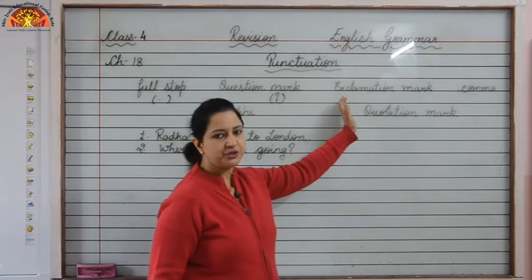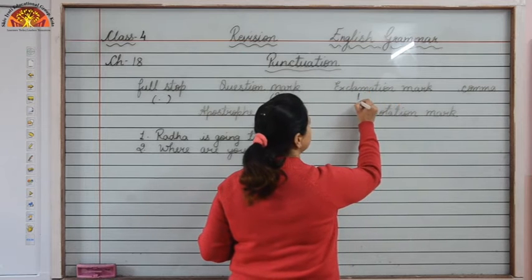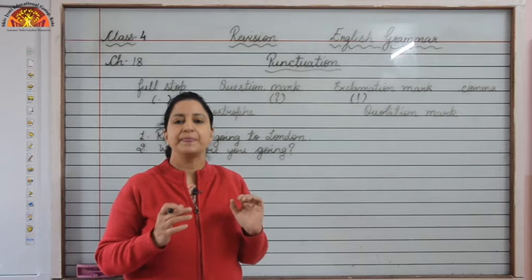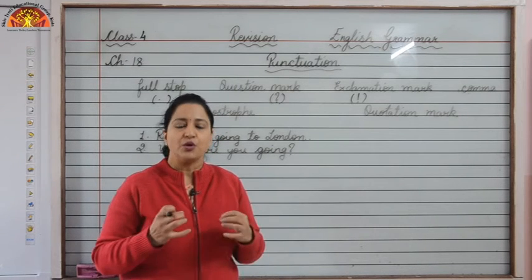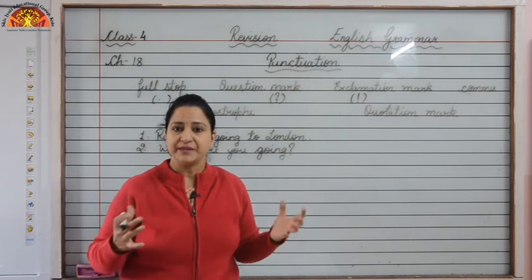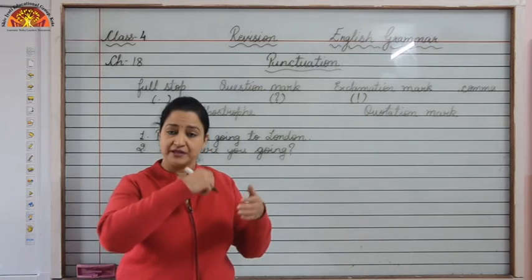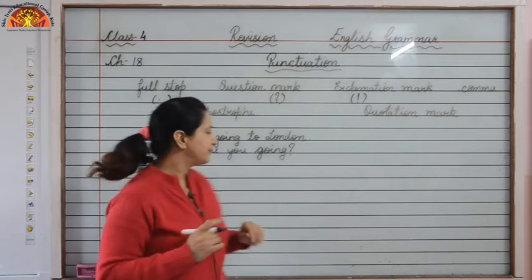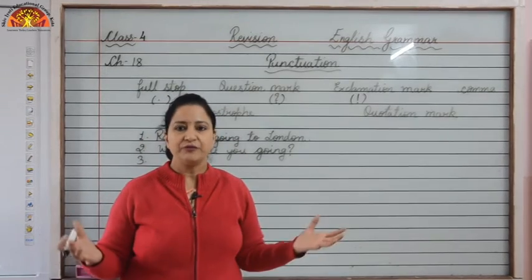Now exclamation mark. Now what is exclamation mark? The symbol of exclamation mark is this. Now where to use exclamation mark? When we want to show our sudden feeling, then we use exclamation mark. Our sudden feeling like happiness, joy or sadness. When we are showing that, we are writing that, then we use exclamation mark. For example, wow, what a wonderful garden.